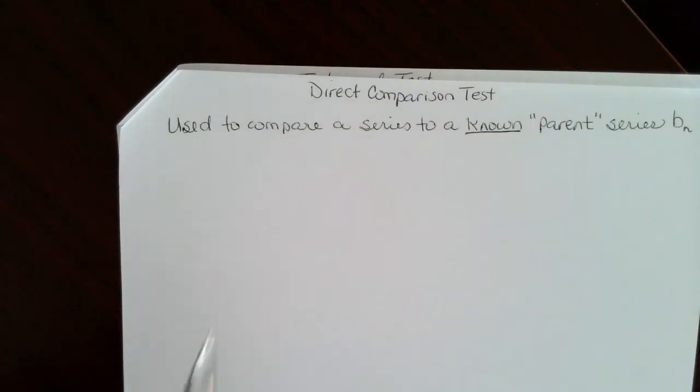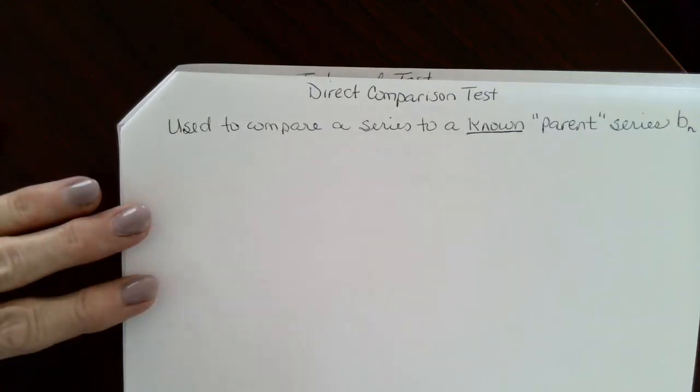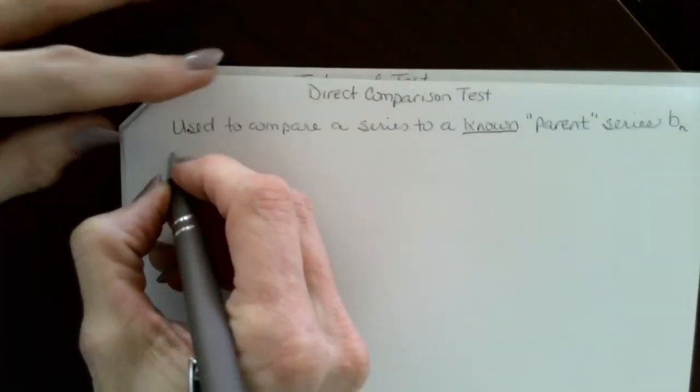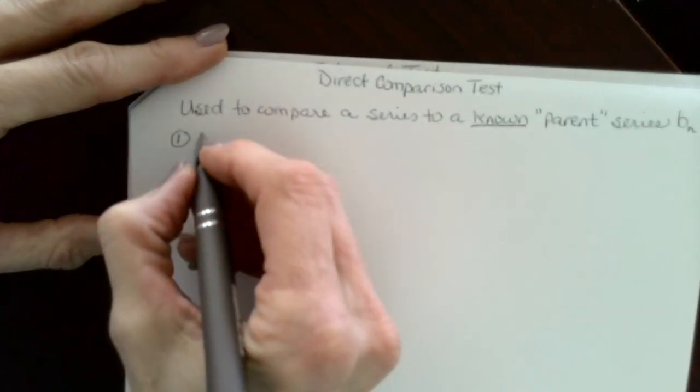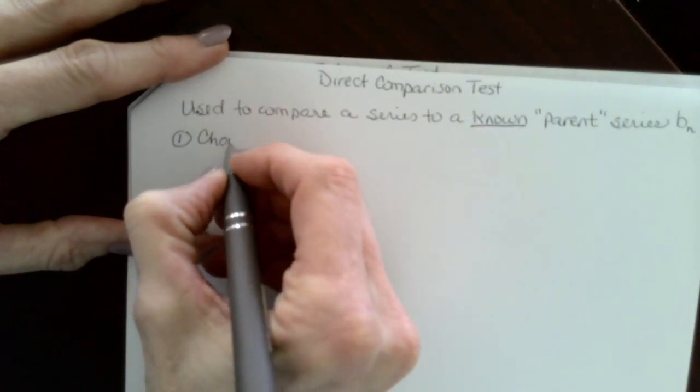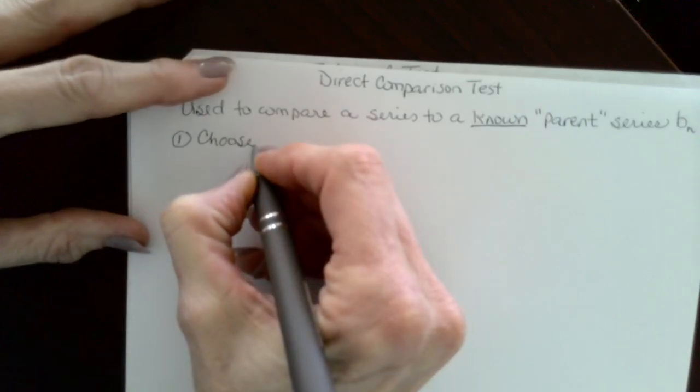The direct comparison test is used to compare a given series to a known, what we call parent series, and we're going to call that series B sub n. Okay, we're given sigma A sub n. We're going to come up with a B sub n to compare it to. So the first thing we're going to do, if we're going to use the direct comparison test, is we're going to choose an appropriate B sub n.